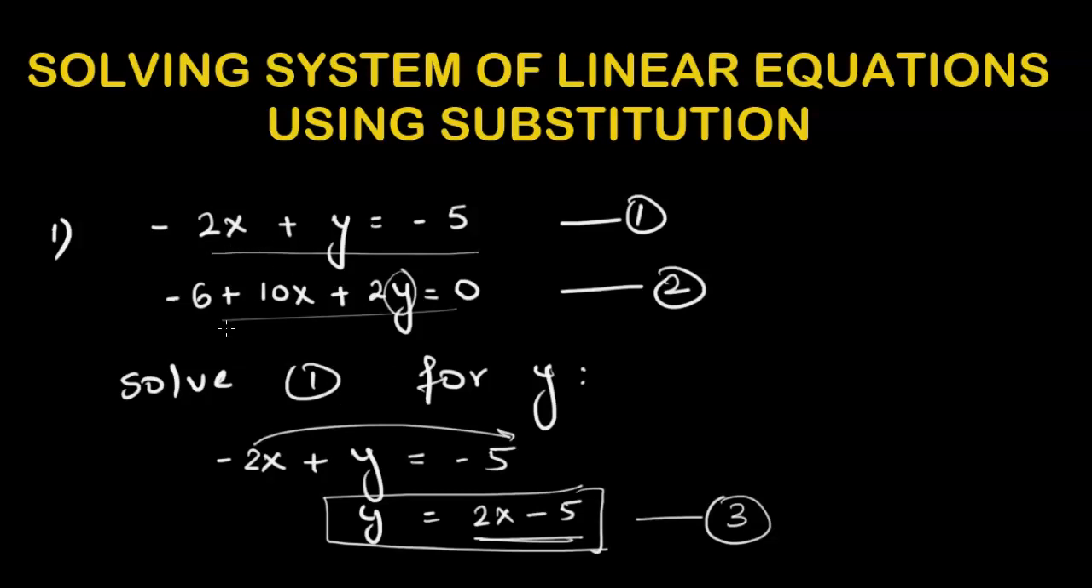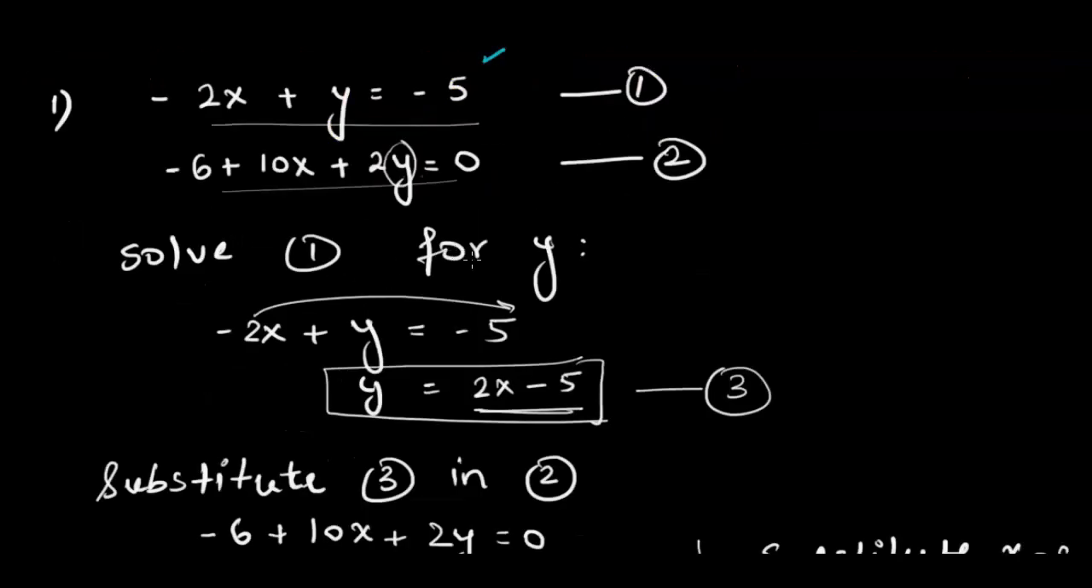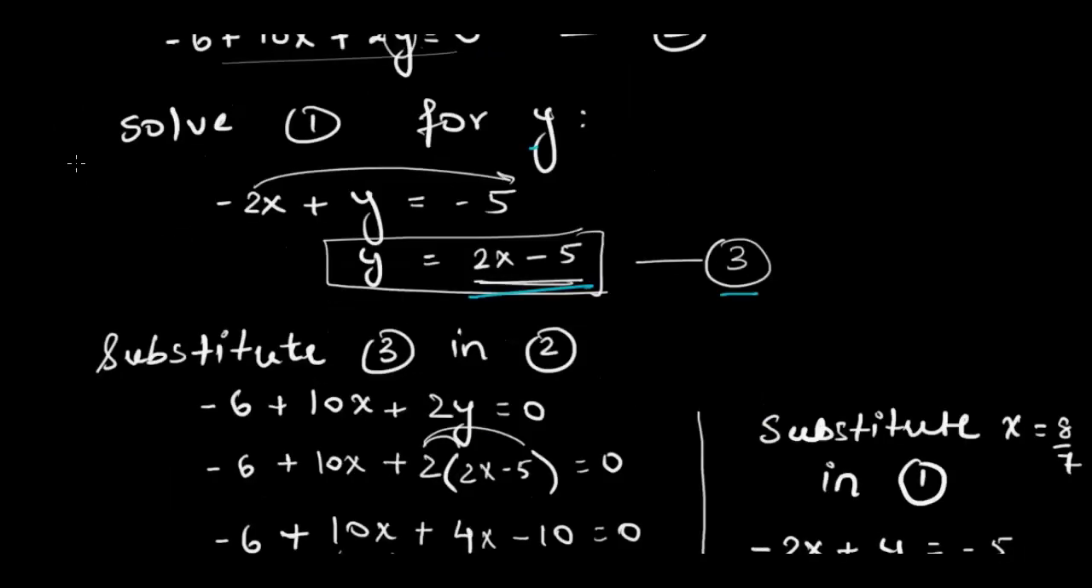For substitution, we are given two equations and we have to find the point of intersection for those two equations. We need to isolate a variable in one of the equations. We can use whichever equation we want. In this particular problem, I used equation number 1 to isolate y, and I called this equation number 3. So the first step is solving any one equation for one of the variables. It could be x, it could be y. It's not always y. It's up to you.